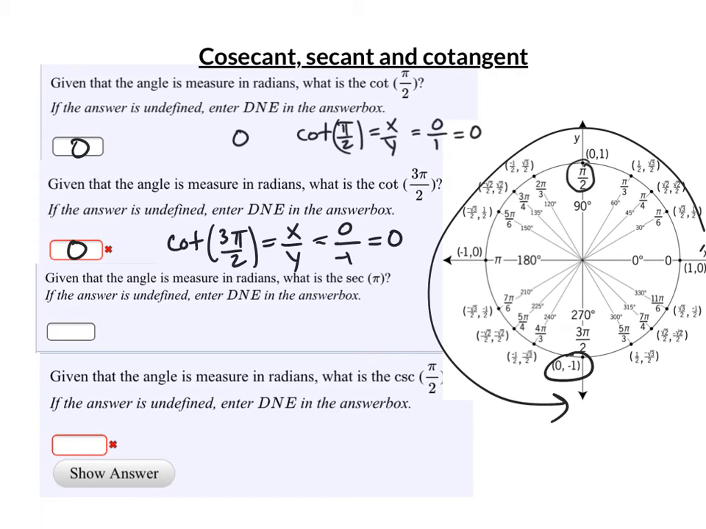The cosecant of pi over 2, we're back to the point we were on just a second ago, right up here. So our point is 0, 1. So the cosecant is the reciprocal of sine. So it's r over y, and r is 1, and y at that point is 1, so we get 1.